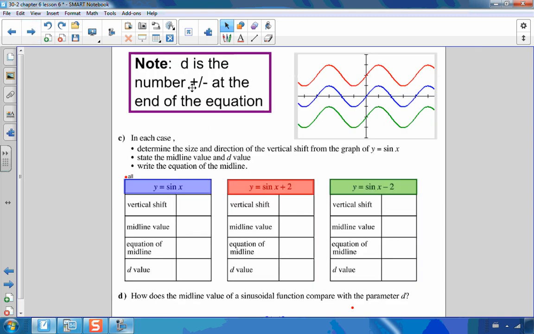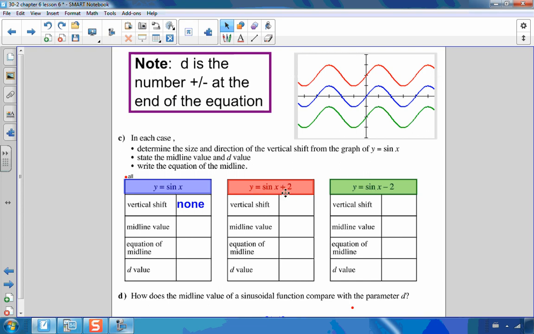So d is the number added or subtracted at the end of the equation. Let's look at what it does affect. Okay, vertical shift. So let's talk about the base graph, which is the blue graph here. The blue graph in the middle is just sine of x. So there has been no vertical shift. Look at the red graph here.